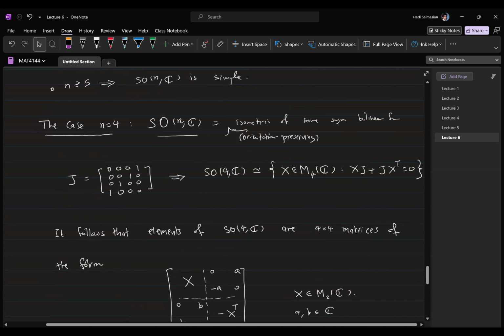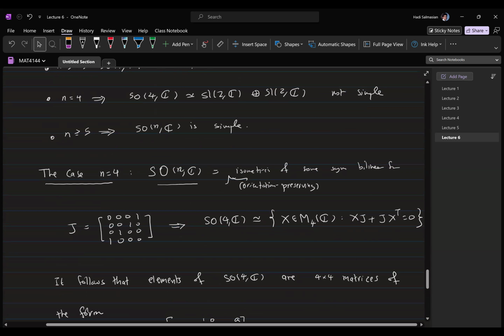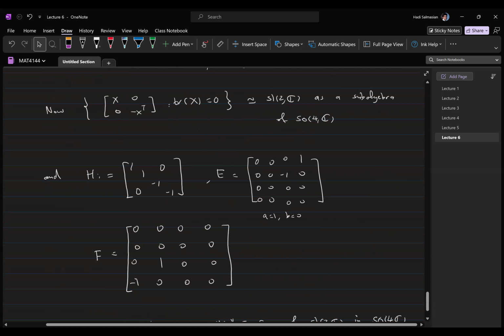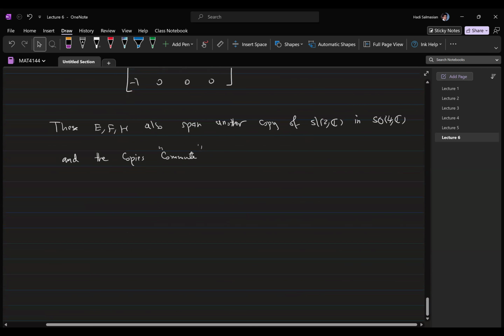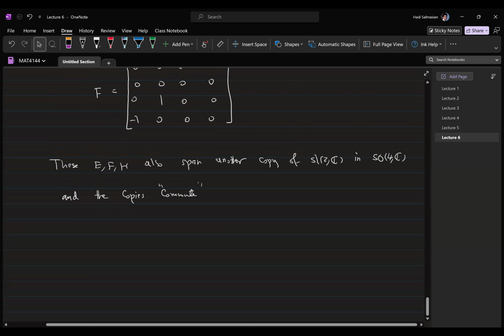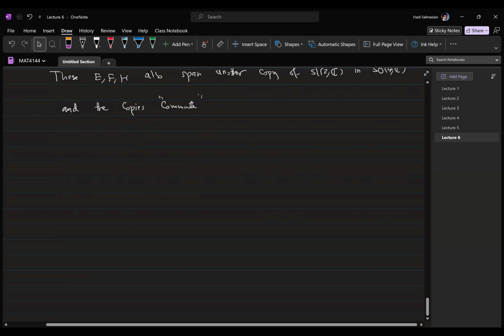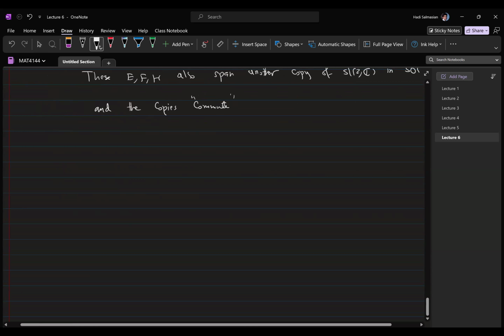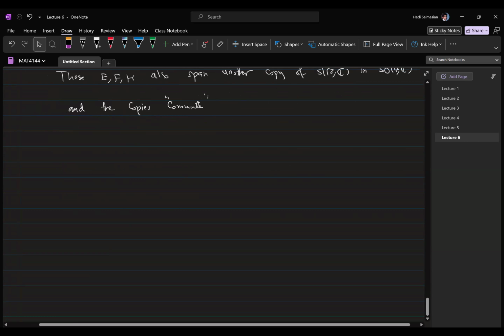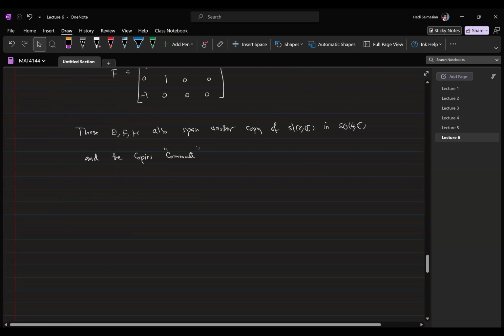Okay, but that is just an exceptional situation. It only happens for n equals 4. For other n, you cannot have such a decomposition. As we know, the algebra is simple. Okay, so now let's move on and talk a little bit about other types of Lie algebras, with other properties.